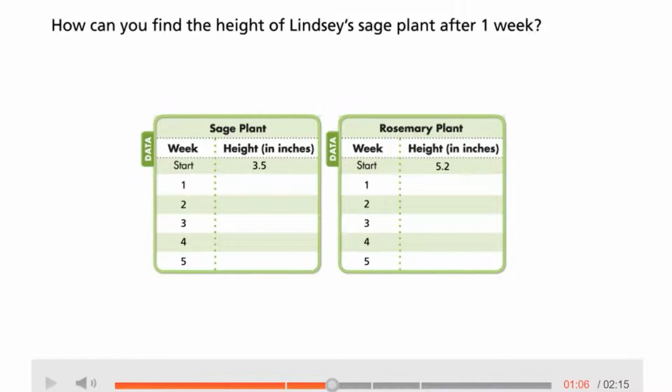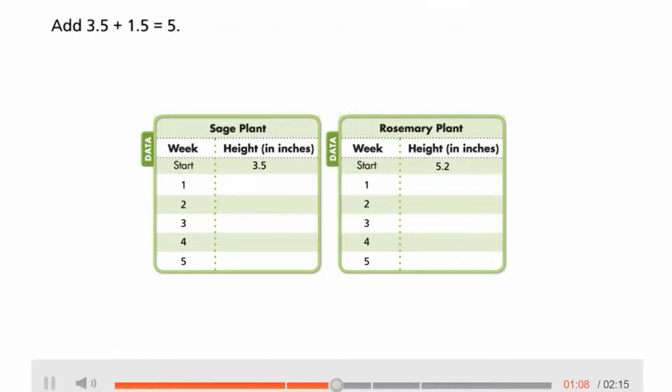Okay, so to find the height of the plant, we know that the rule that they gave us was to add 1 5/10 inches, which is 1.5 inches each week. So what you're going to do for both of these plants is take that starting height and add 1.5 to it to find the next week. And then once you find that total, you'll add 1.5 again to find the following week and so on. Add 3 5/10 plus 1 5/10 equals 5.